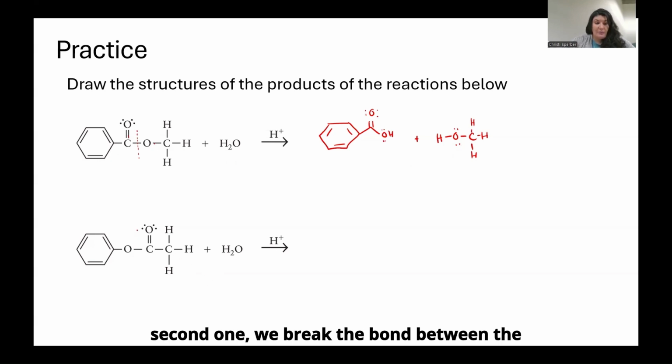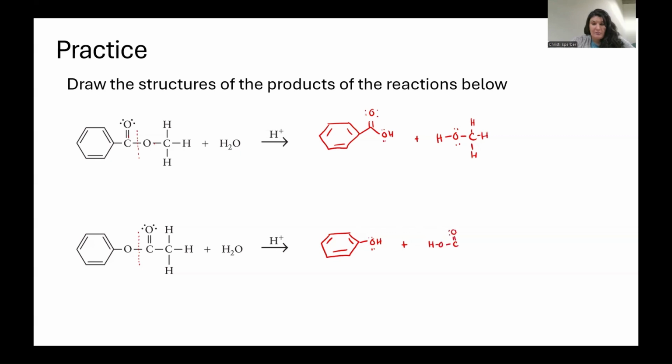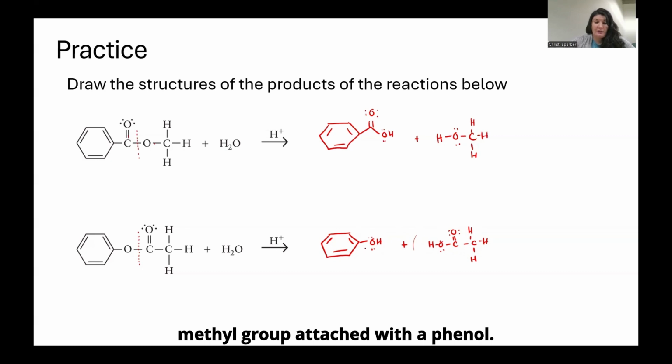In the second one, we break the bond between the carbonyl carbon and the heteroatom. In this case, the aromatic is going to be with the alcohol, and it makes a phenol. And then the carboxylic acid is on the other side, with the methyl group attached on the other end. So we have the carboxylic acid with a methyl group attached, and a phenol.